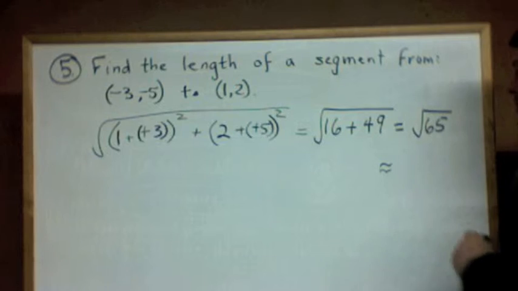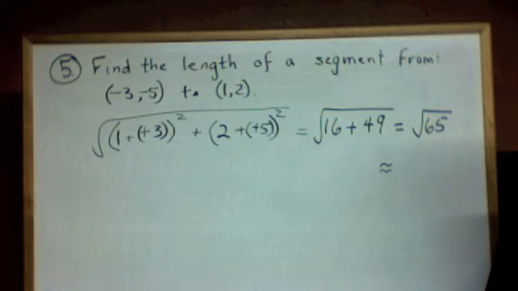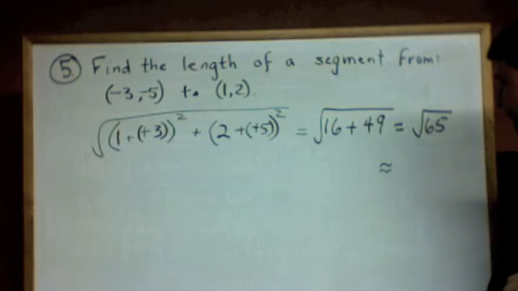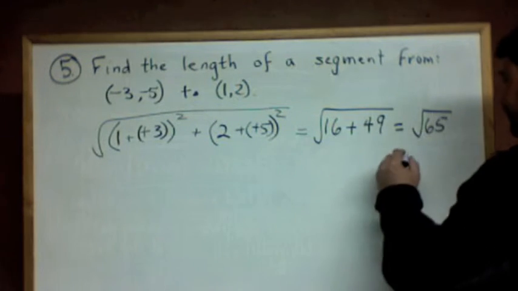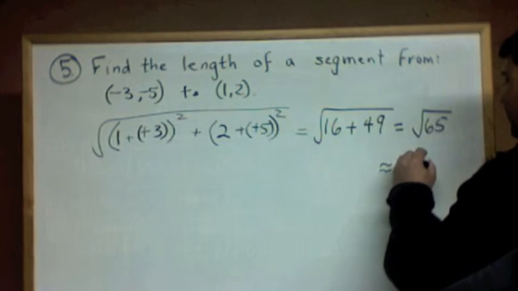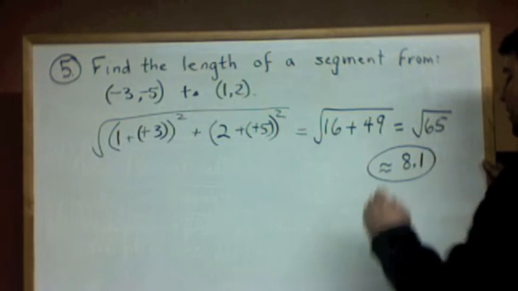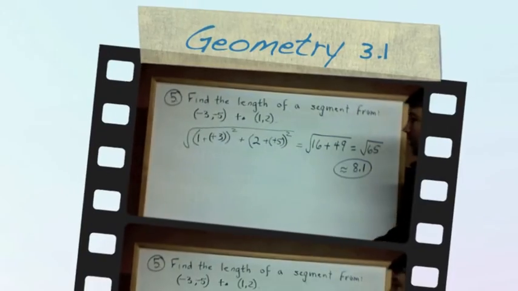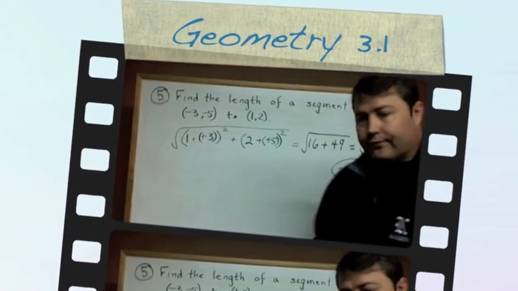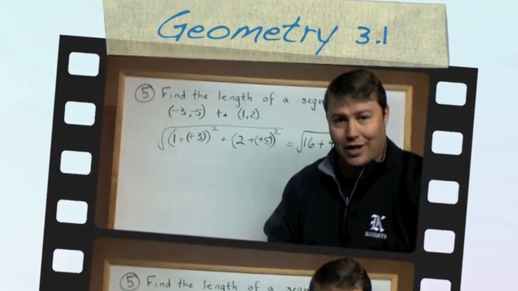And then, of course, you could plug that into a calculator, and you could get a decimal approximation. I'm going to guess that's about 8.1 or 8.0 maybe. Pretty close. All right, that's using the distance formula. Good luck with the problems.